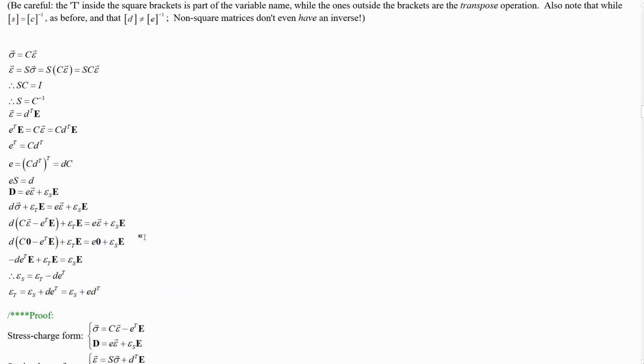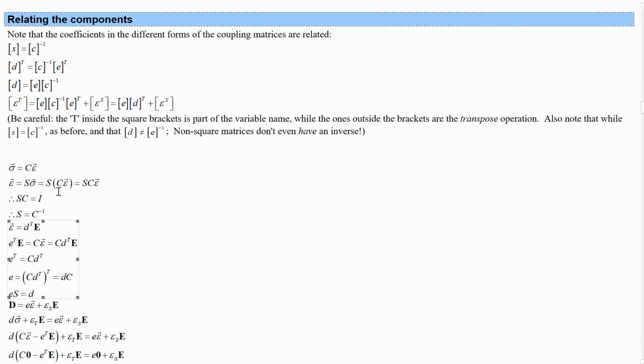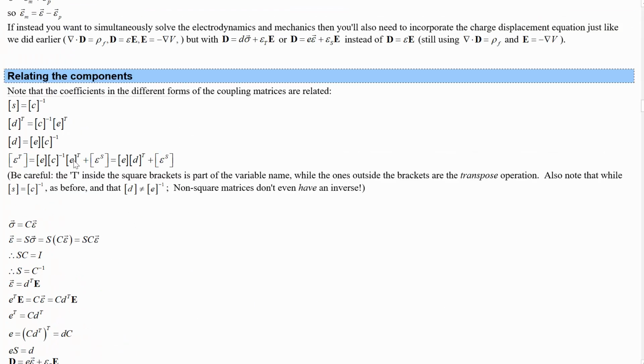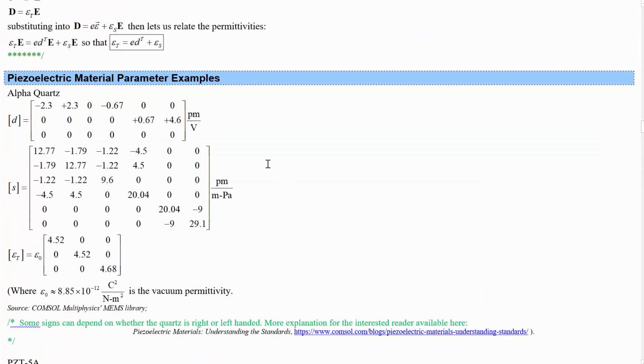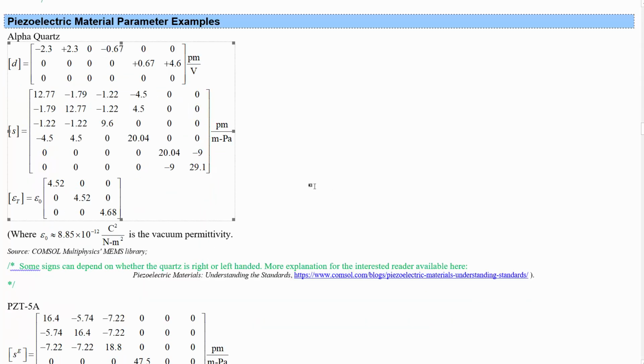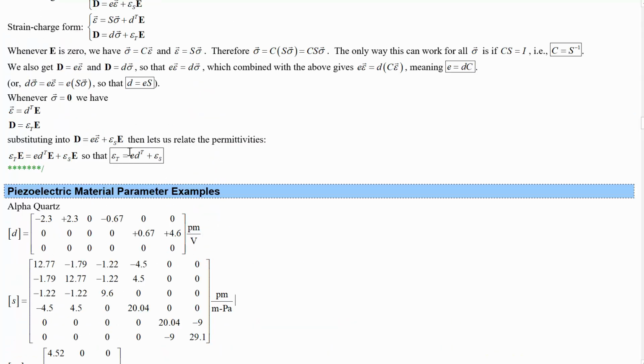This shows you how to relate the different components together, which is convenient because oftentimes you'll be given a set of material parameters in just one set of components. So this next section has the material parameters, the full matrices for alpha quartz, that's the piezoelectric quartz. The permittivity is only given in epsilon T form. If you need the epsilon S form, you'll have to go back to this relationship and then solve for it using E and D.